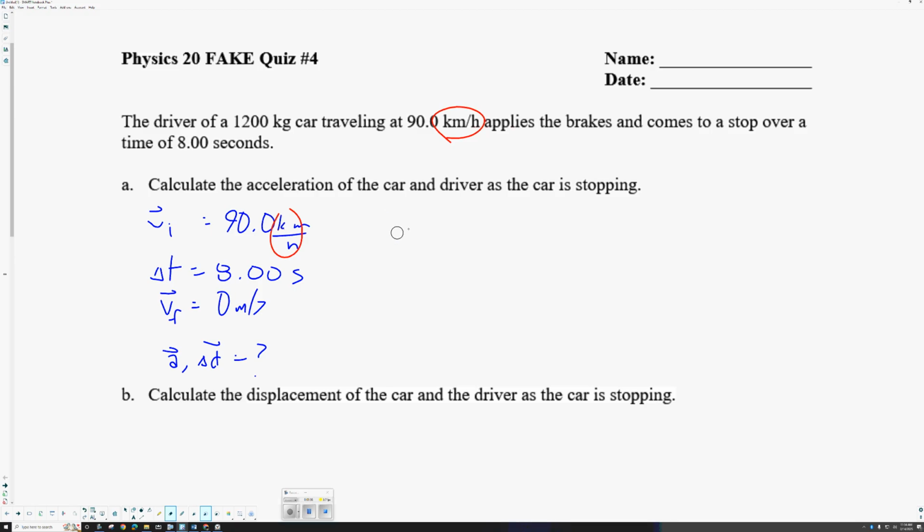Oh, wait. Let me save some space here. We are going to do that first. At least I'm going to do that first here. But we have to convert that kilometers per hour to meters per second. 90 times 1,000 to get meters. Times by 3,600 on the bottom to get seconds. I think we end up getting here 25.0 meters per second. Is that right?